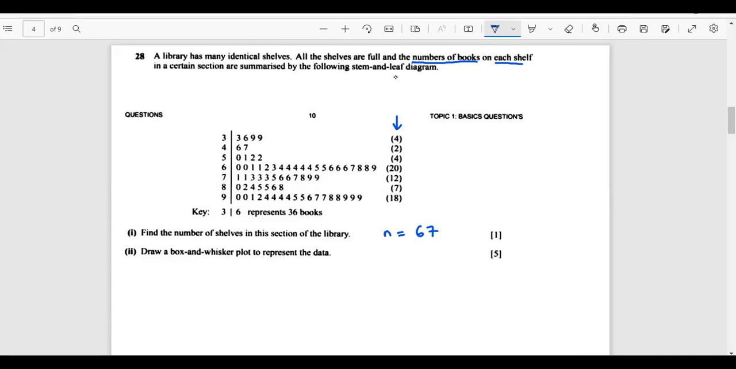Now the next part is draw a box and whisker plot to represent the data. Now we need to do this. So for a box and whisker plot, we need 5 things. We need the minimum value. We need the lower quartile. We need the median. We need the upper quartile, and then we need the maximum. So what is the minimum number? Since this is stem and leaf, it's very obvious. 33, very good. And what is the maximum one? 99.